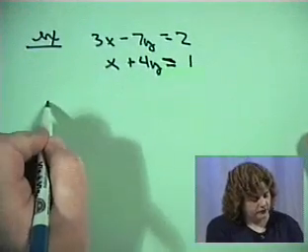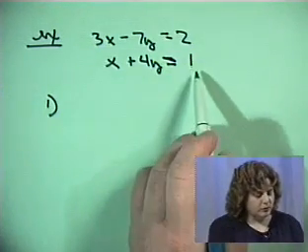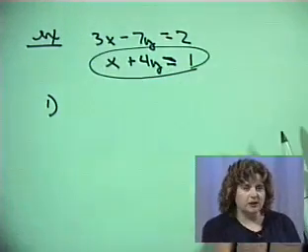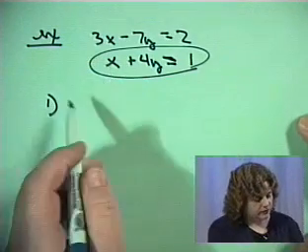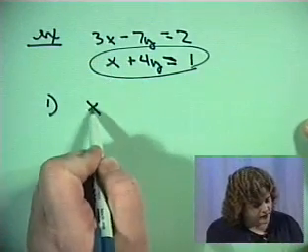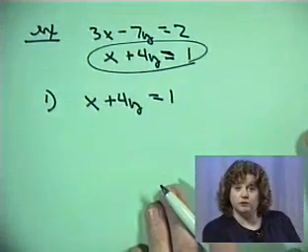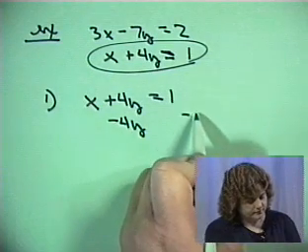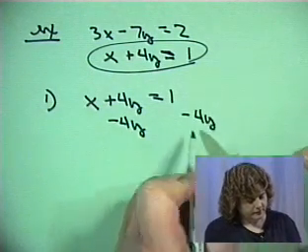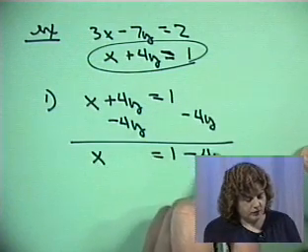What we need to do first, of course, is choose a variable to solve for, and I'm going to work with the second equation because I have this x sitting there all by itself in all its glory. So we'll take x plus 4y equals 1, and we'll just subtract 4y from each side, leaving us with x equal to 1 minus 4y.